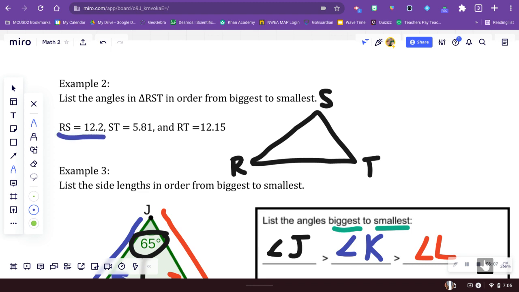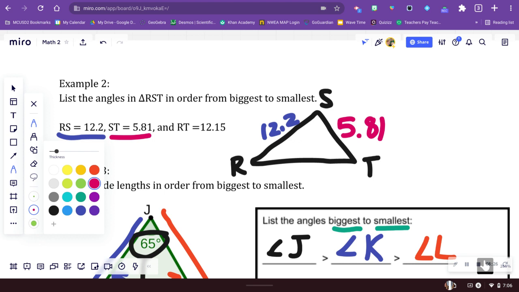And then I'm just going to follow the information given and label my triangle. So first one, RS, from R to S is 12.2. So R to S on my triangle is this left side. I'm going to put 12.2 there. And then ST, the second side, is 5.81. So that would go right here. And the last side, RT, is 12.15.